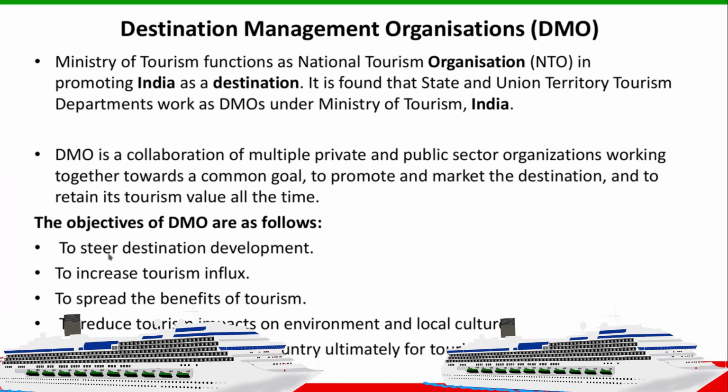It is to steer destination development, so all types of infrastructure and conservation and preservation activities have to be taken care of. To increase tourism influx by calculating the carrying capacity, so they need to manage both parts. To spread the benefits of tourism, so they need to communicate the benefits of tourism to all the stakeholders. To reduce impacts on environment and local culture, so they have to keep a watch on the tourism activities and work on the protection element of the destination. To promote and market the country ultimately for tourism, so promotion and marketing is an important activity which the destination management organization has to key in.